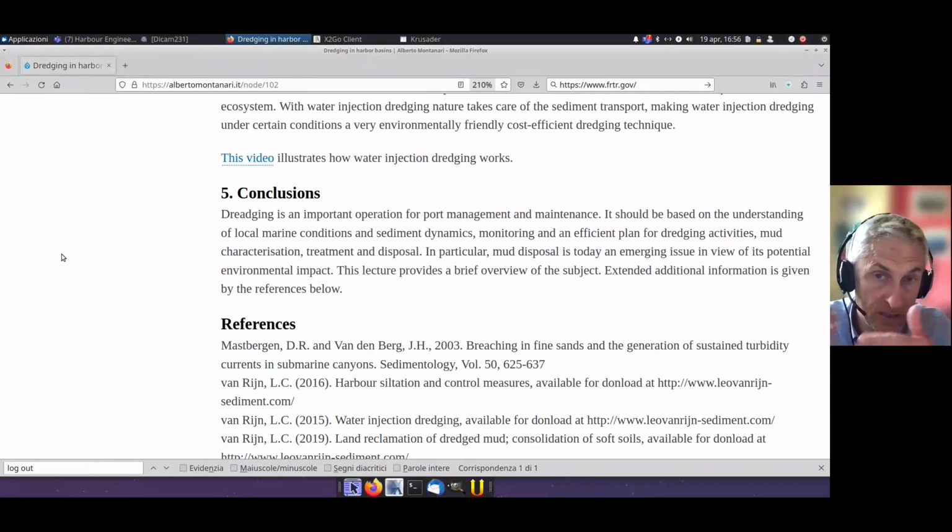There are several experiences. You may find a lot of information over the web. Several experiences on the use of mud material after dredging, on the reuse. On the other hand, it still remains something that is relevant. I just want to mention that in Ravenna, the Port Authority has also to manage a lot of dredging, and how to efficiently plan the dredging operations, how to reuse the dredged material is one of their main concerns.